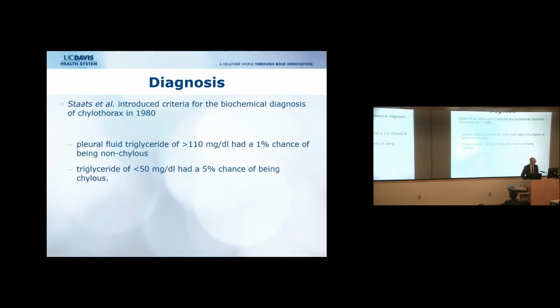And in this paper, actually done in the 1980s, the study by Stotts et al., they came up with the criteria that if the pleural fluid triglyceride of greater than 110 milligrams per deciliter was present, then there was a 1% chance of this being non-chylous. In other words, this was pointing to a chylous leak. However, if the triglyceride level was less than 50, it had a 5% chance of being chylous. So in other words, it was most likely not to be chylothorax.